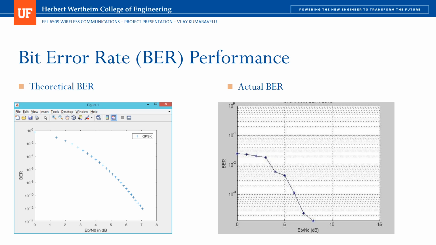As you can see, to the left of your screen is the theoretical BER that was calculated for QPSK modulation, and to the right of your screen is the actual bit error rate performance that was observed in my simulations. So it can be concluded that there's not much degradation in the BER performance, and therefore we can say that the system performed well, and there will be a discussion of BER in the further slides when we discuss the PTS algorithm.